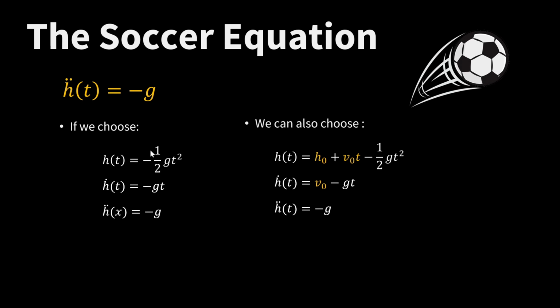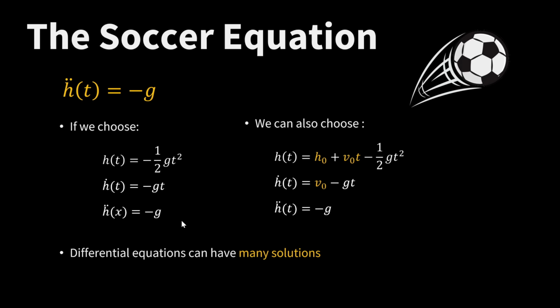However, this h of t is not the only solution. We can actually add 2 more terms without changing the second derivative. Here I have a constant term h0 and a linear term v0 times t. When we differentiate this function, h0 disappears because it's a constant. v0 is a constant and the derivative of t is 1, so v0 times t turns into v0. Now when you differentiate a second time, v0 disappears as well because it's a constant. So again as before, the second derivative of our new function h of t is also minus g.